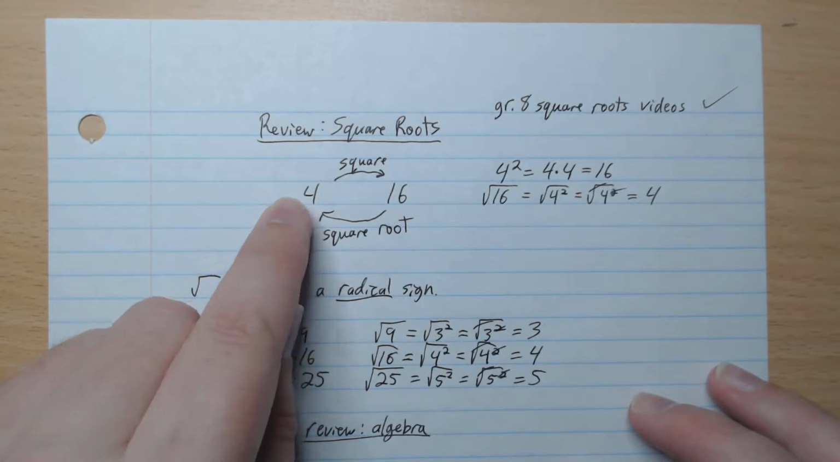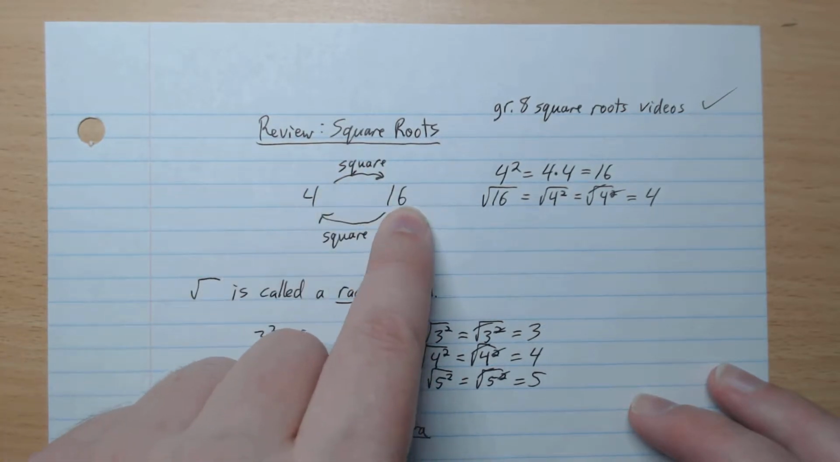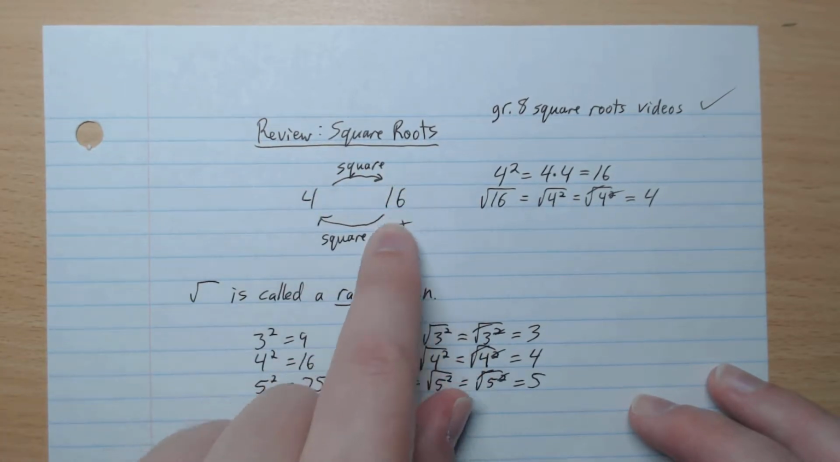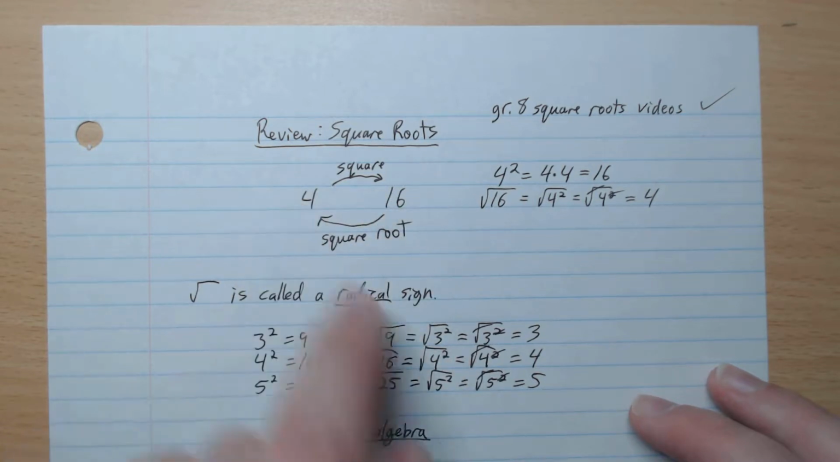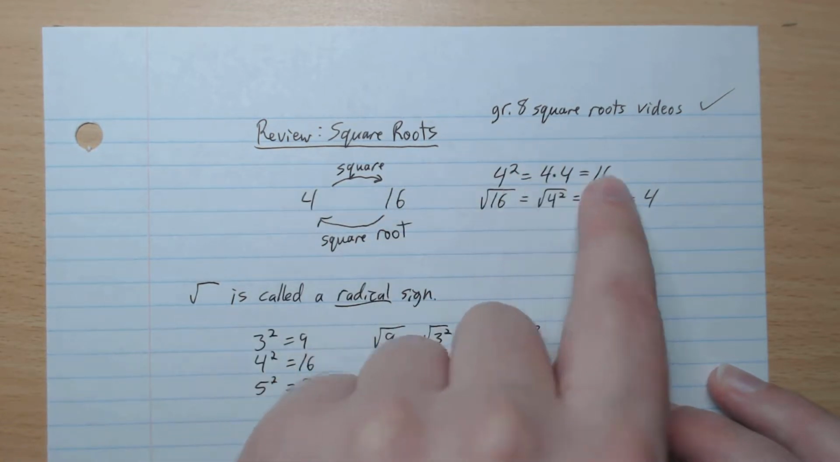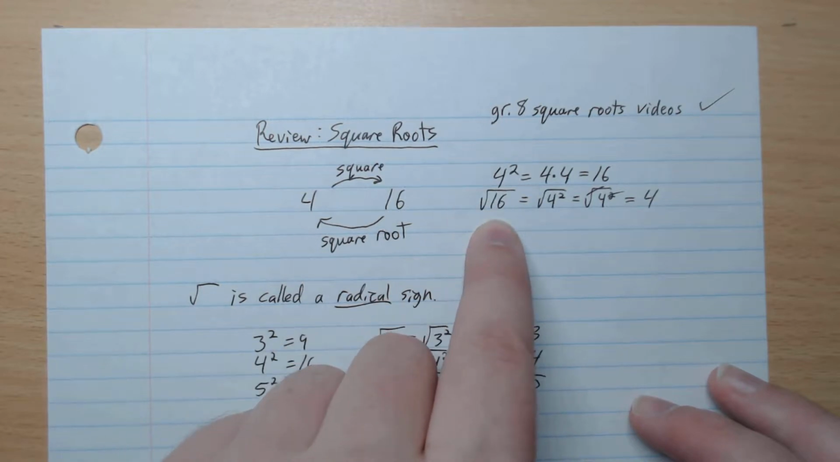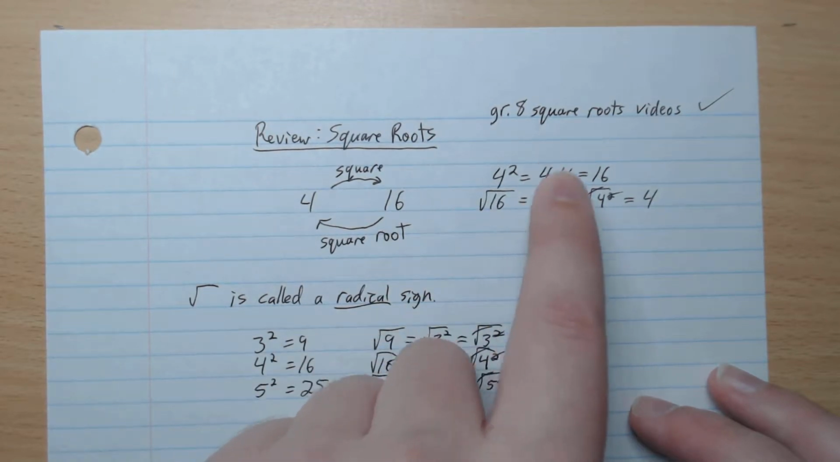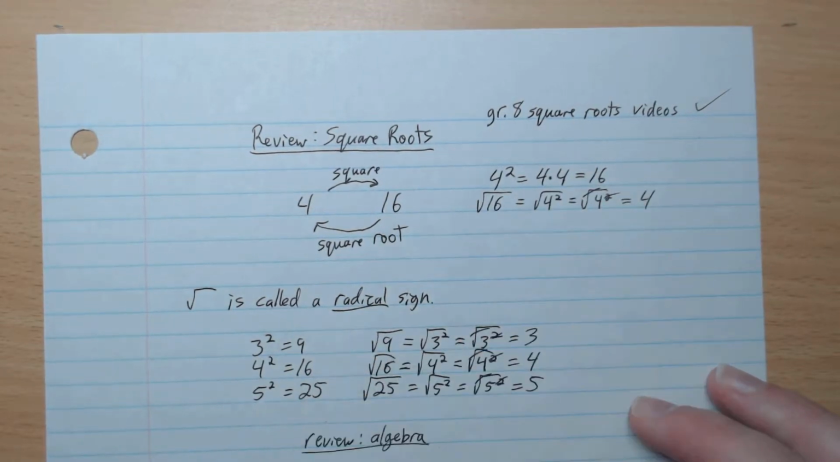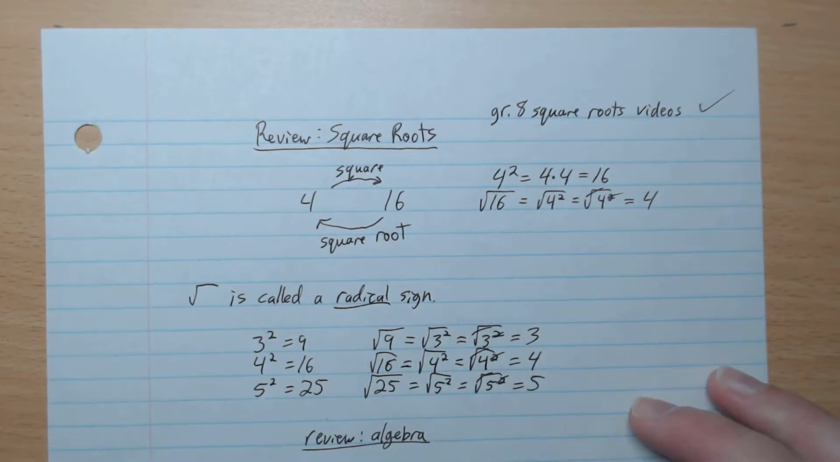So if we have the number 4, we can square it. 4 times 4 gives 16. And the inverse of square is square root. Square root of 16 gives 4. So we notice here 4 squared is 16. Root 16 is the same as root 4 squared, and the root and the square cancel each other, and what's left is 4, like that.